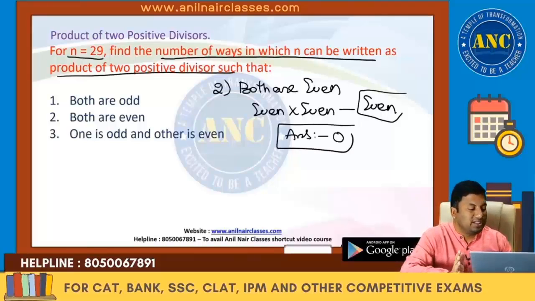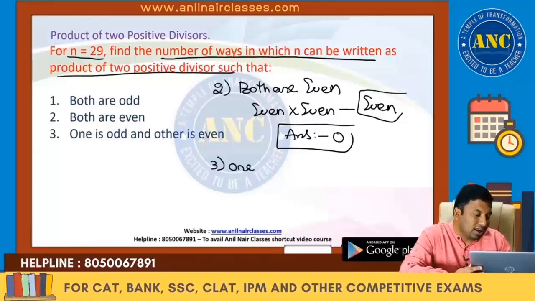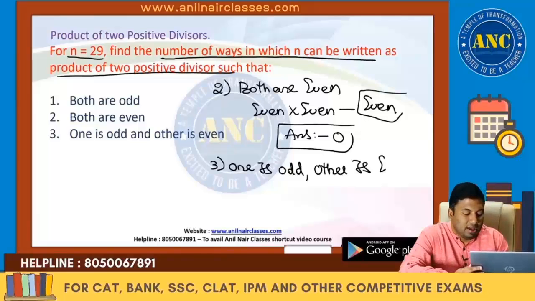Second one, I hope it is clear, right? Third one: one is odd, another is even. If one is odd, the other is even. Odd number into even number.